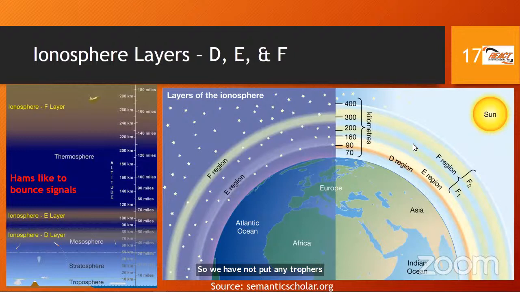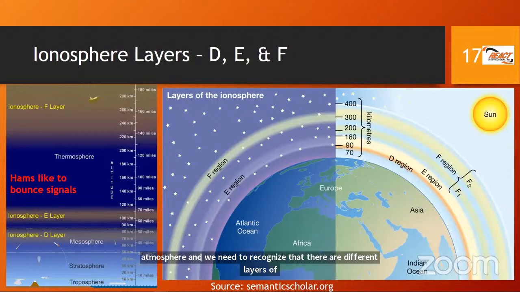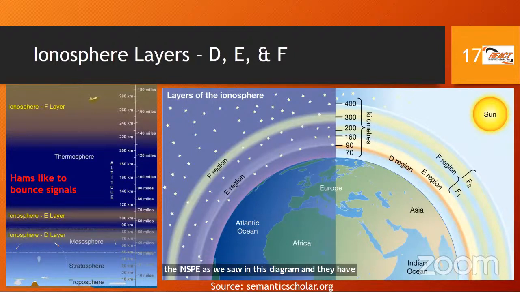We as hams are very interested in the ionosphere. And we'll come in a little while again to define what the ionosphere is, right? In another slide, we'll actually repeat the slide and get a little deeper. But we want to start getting a little more into this thing called the ionosphere. And we need to recognize that there are different layers of the ionosphere, as we saw in this diagram. And they have names to these layers. You have the D layer, you have the E layer, and you have the F layer.